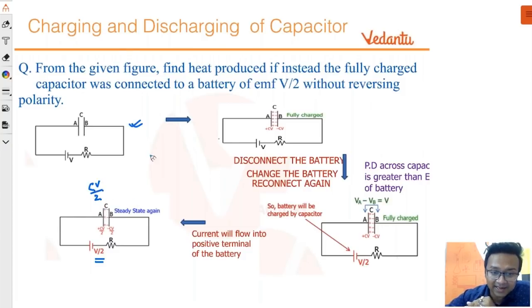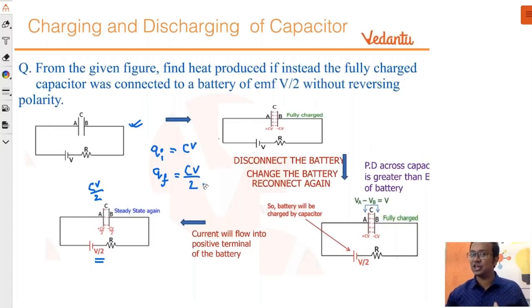So this plate had an initial charge of CV, and now the final charge is equal to CV by 2. That means my final charge is less than the initial charge, my dear students. So this gets interesting, because if my final charge is less than the initial charge, where did the charge go? In the first case, the charge was provided by the cell to the capacitor. Now here, interestingly, my battery is getting charged at the expense of the energy which was stored in the capacitor.